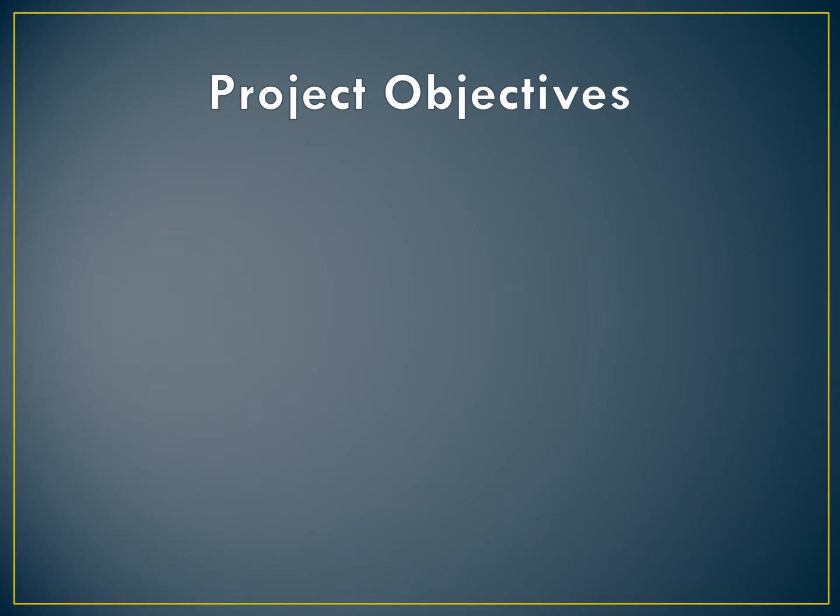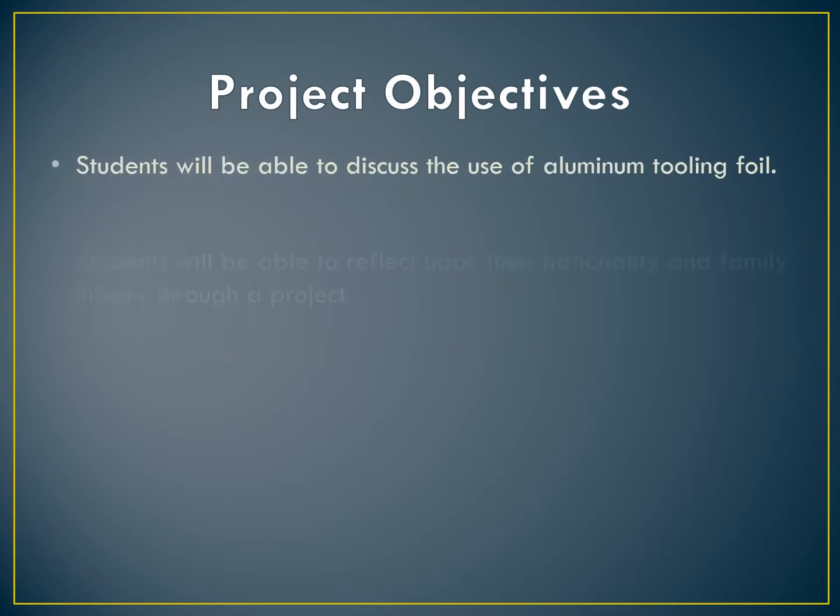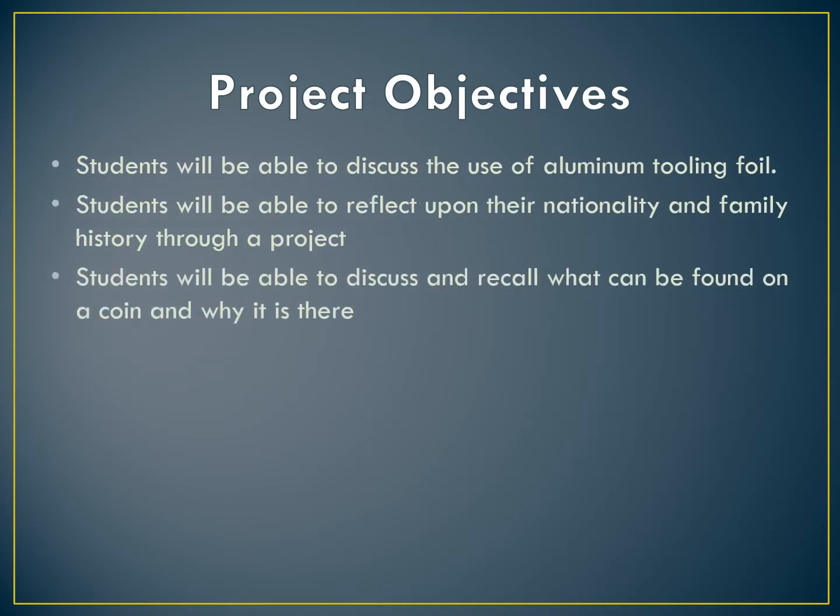The project objectives of this lesson are: students will be able to discuss the use of aluminum tooling foil. Students will be able to discuss and reflect upon their nationality and family history through this project. And last but not least, students will be able to discuss and recall what can be found on a coin and why it is there.